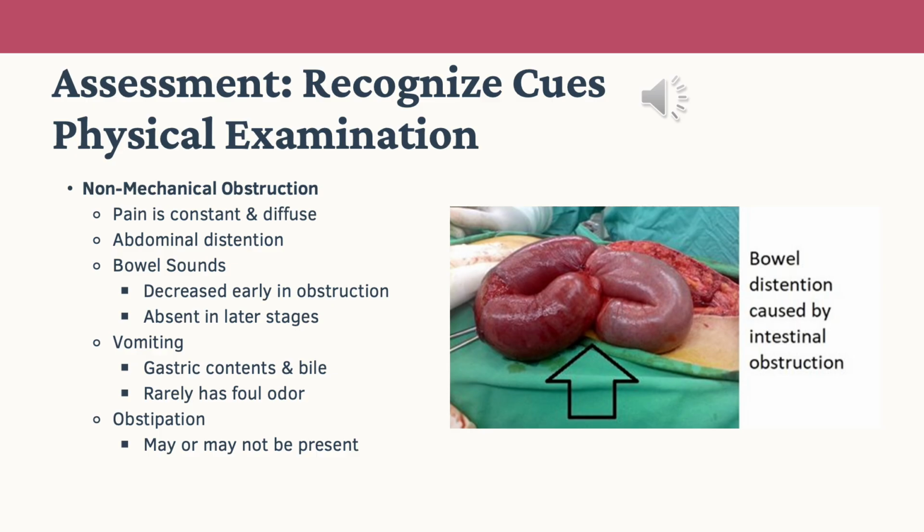So recognizing these findings during your physical exam can help guide any further diagnostics as well as any further interventions. By identifying the characteristics of a non-mechanical obstruction, we can address underlying causes like electrolyte imbalances, peritonitis, or vascular issues, and we can ensure timely and effective treatment.